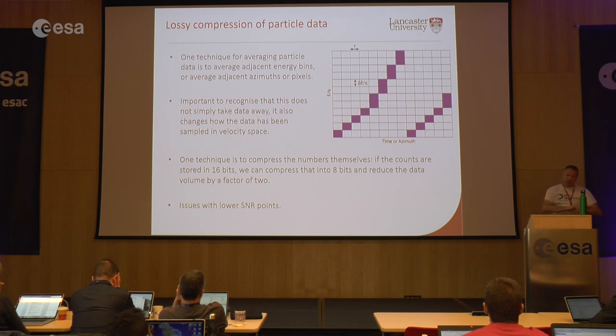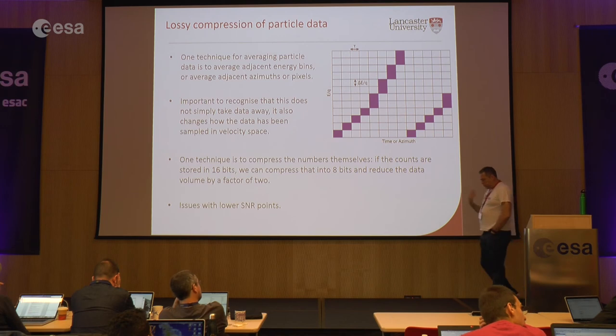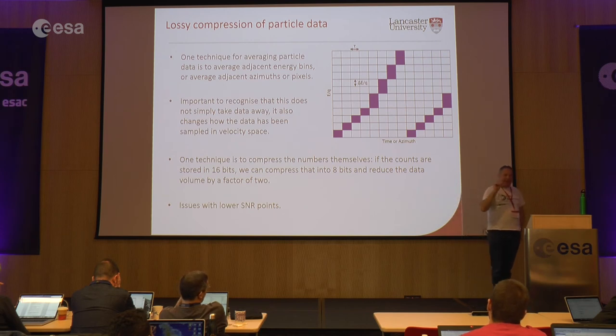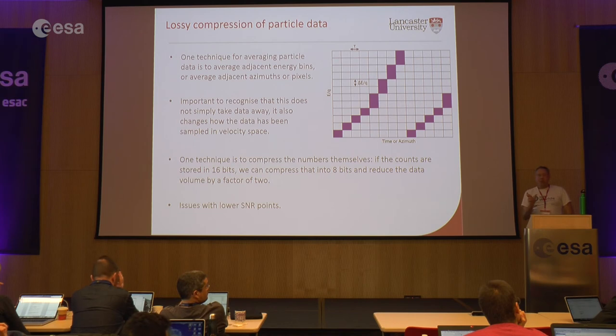So one technique that we use is to actually compress the numbers themselves. If I want to return a number of counts per accumulation that goes up to about 65,000, I need 16 bits in the machine to do that. But if we can find a way to compress that into 8 bits, I'm immediately halving my data volume requirement. I can immediately get twice as much data back.